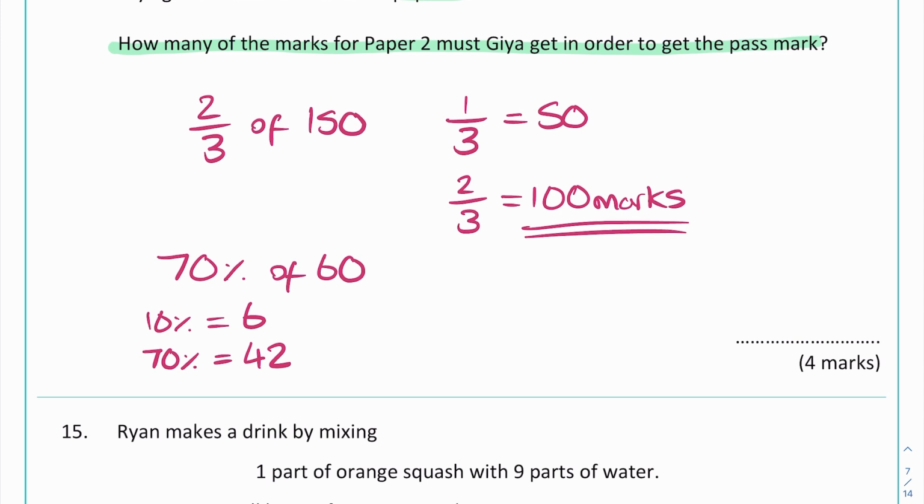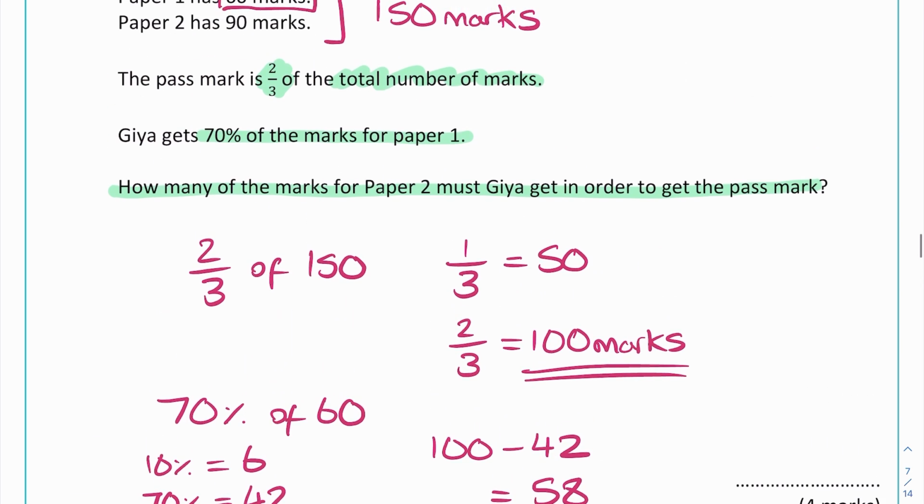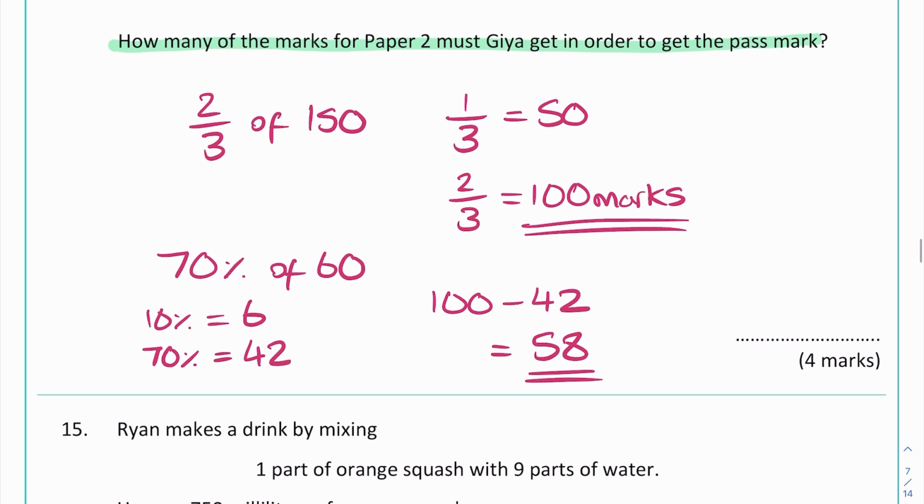She needs to get 100 marks in total. So the 100 marks she needs to get to pass, if we take away the 42 marks that she's got on paper 1, 100 take away 42 on the calculator again is 58 marks. So can she do that? Because paper 2 is at 90 marks, so yes, she's going to be able to do it, but she only asks us how many marks she needs. That answer is 58. And there we go, there's our final answer for that, working out fraction of an amount and a percentage of an amount.